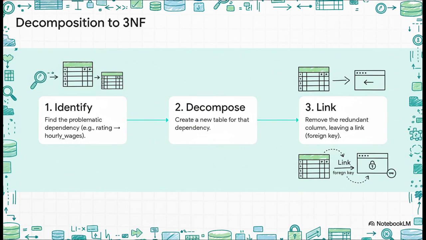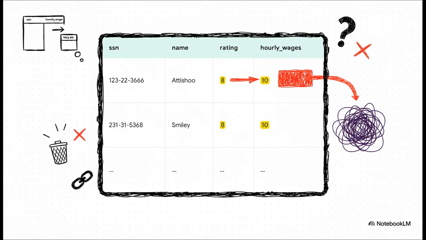And fixing this is a beautifully logical 3-step process. First, you identify the problem dependency. Second, you lift it out and give it its own separate table. And third, you remove the redundant data from the original table, leaving behind just a link. Let's see it in action. Okay, here's our before picture one last time. The messy table with that transitive dependency just sitting there, rating determining hourly wages, causing all of our problems.